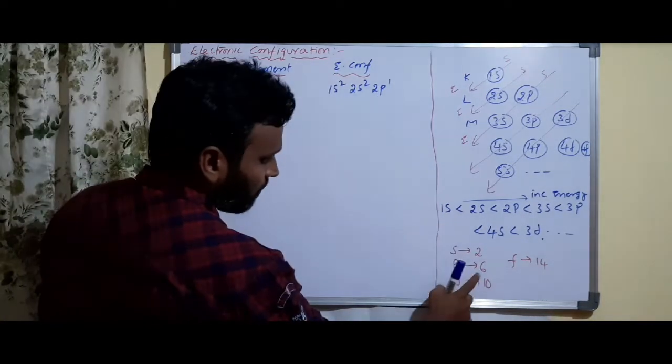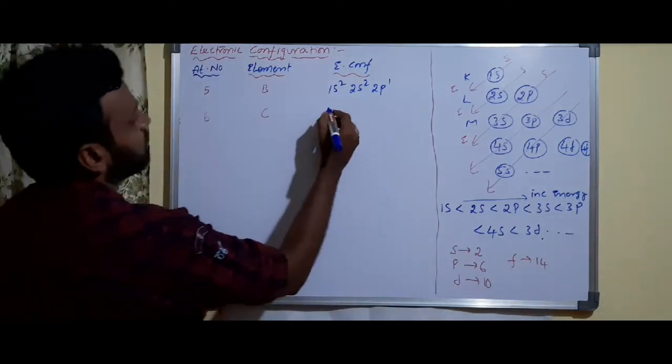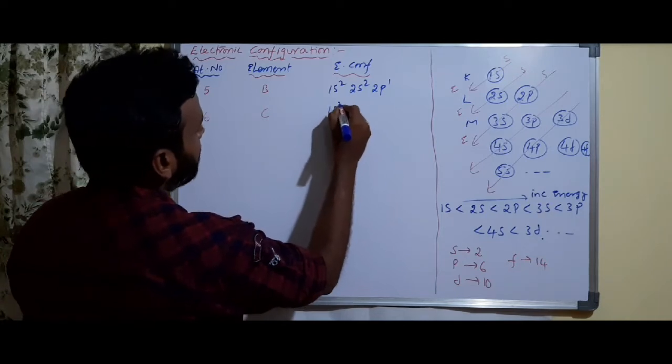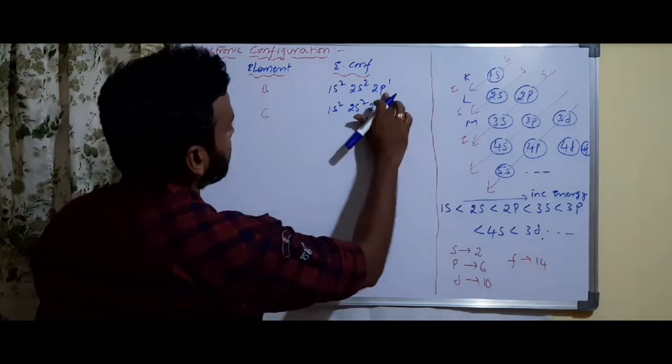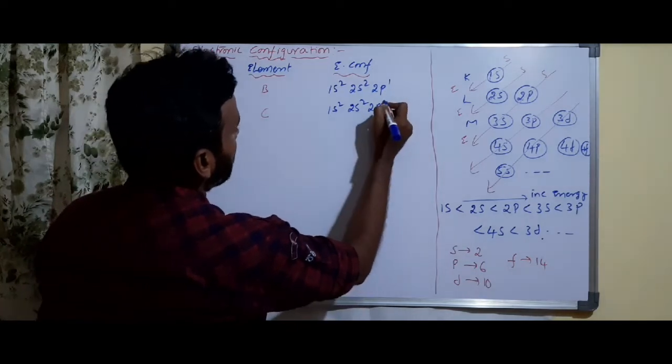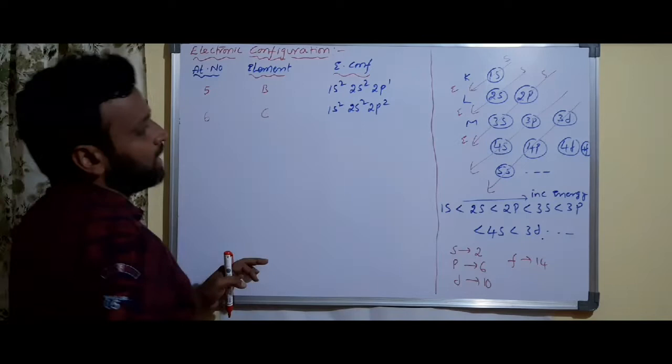2p maximum will have how many electrons? 6 electrons. So what will be the configuration therefore? It's 1s2, 2s2, 2p2. See, it's carbon. Atomic number is 6.